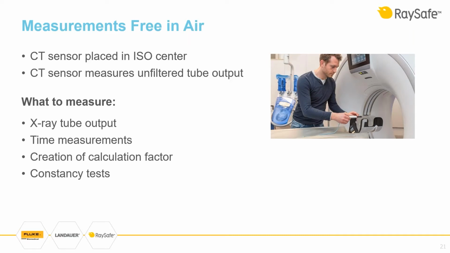A CTDI phantom is a rather heavy item, and it's hard to carry with you, and therefore one should try to make as many measurements as possible without using the phantom. X-ray general output, time measurements, creation of calculation factors, and constancy tests are just some examples of tests that preferably are made free in air. But one must check if the local regulation finds it acceptable to do these types of measurements without a phantom. So it can differ from country to country.